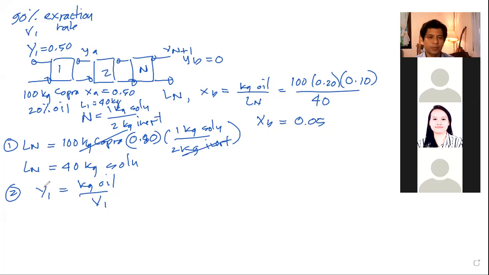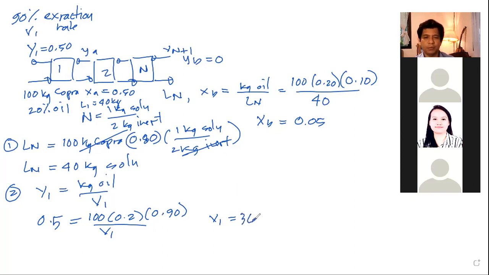Okay, so let's proceed. So ang Y1 natin is given as 0.5. So ang kilogram oil nito is 90% ng 20 kilogram. Tapos yun, you can calculate B1. So B1, what will be the value of B1? So 20 times 0.9 divided by 0.5. You're supposed to get 36 kilogram. 36 kilogram solution. Do you have any question? Yun. So this is 36.